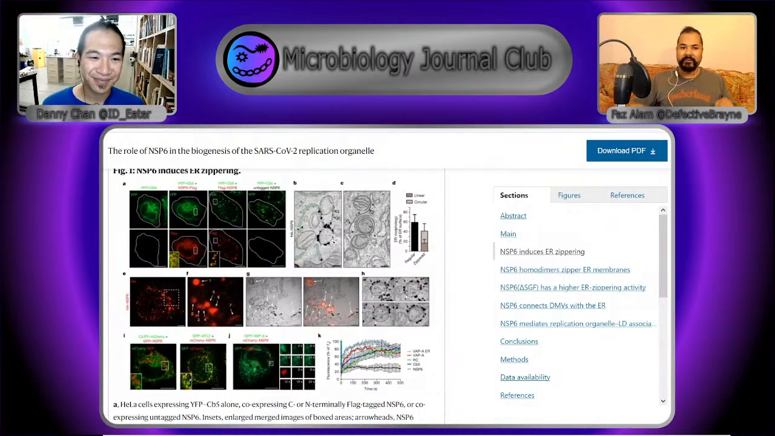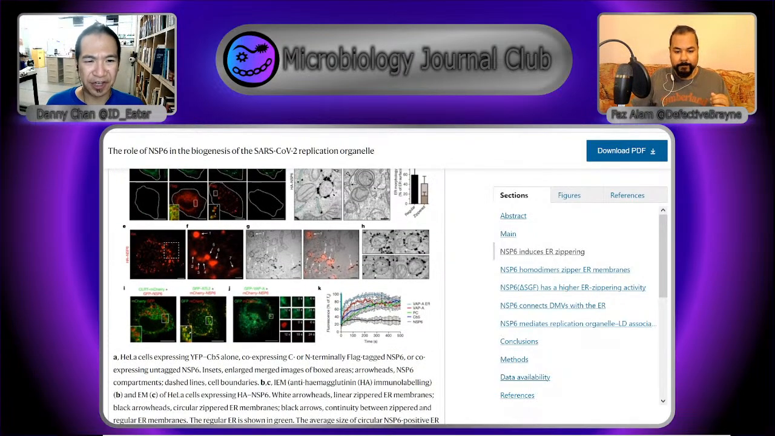Yeah, and this paper focuses on the creation of this replication organelle. I think they focus on how it's derived from the endoplasmic reticulum, which is this kind of protein factory that surrounds the nucleus. What they found is they looked at the structures of NSP6, and they figured out that it binds to an area on the endoplasmic reticulum. You get to see a lot of immunoelectron microscopy to see that.